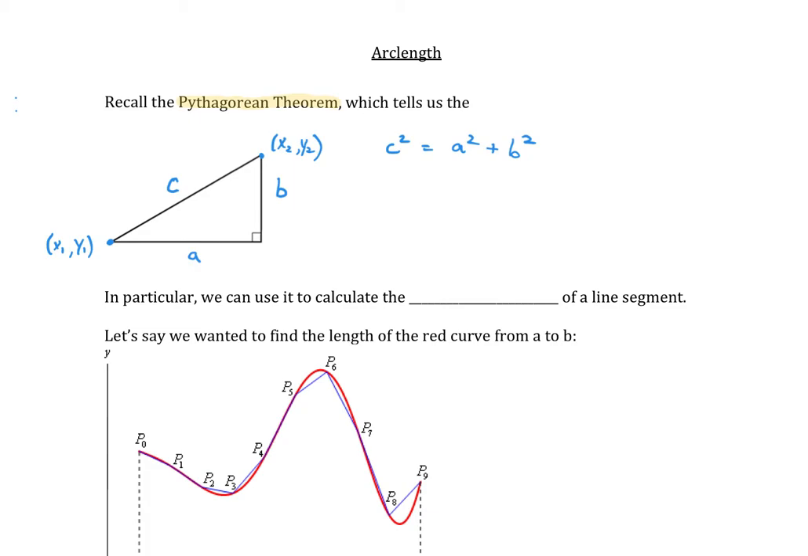Okay, so what we can see is that the distance A is just going to be x2 minus x1, and I'm going to square that. And we can see that the length B is just going to be the difference of the y values, so it'll be y2 minus y1 squared. And if C is the length that I want, I can take the square root of both sides and get C is equal to the square root of that expression that I just wrote earlier.